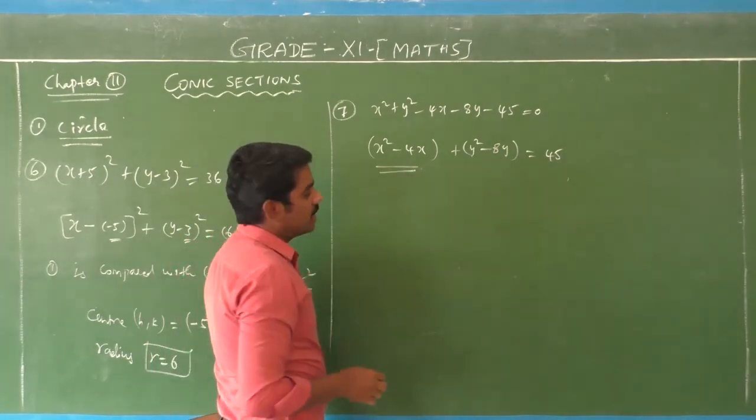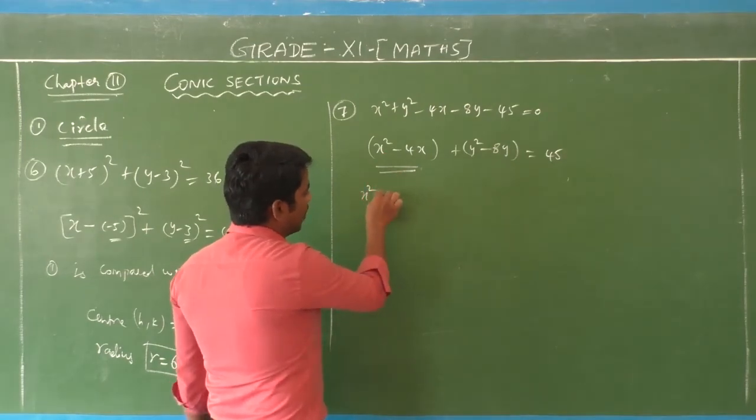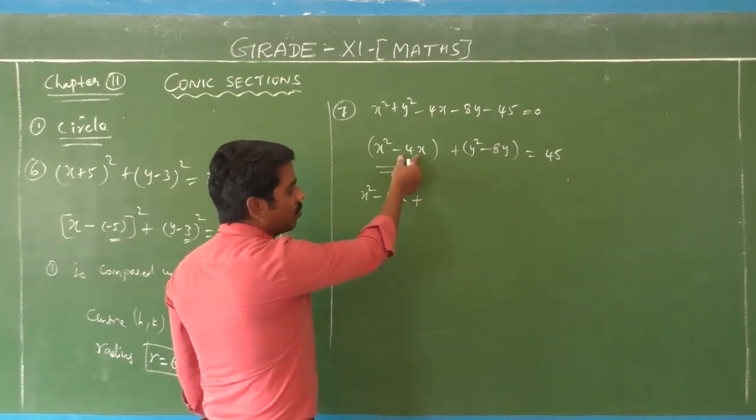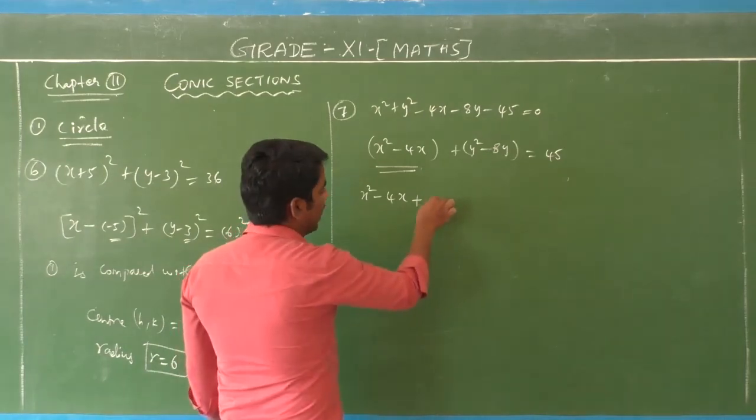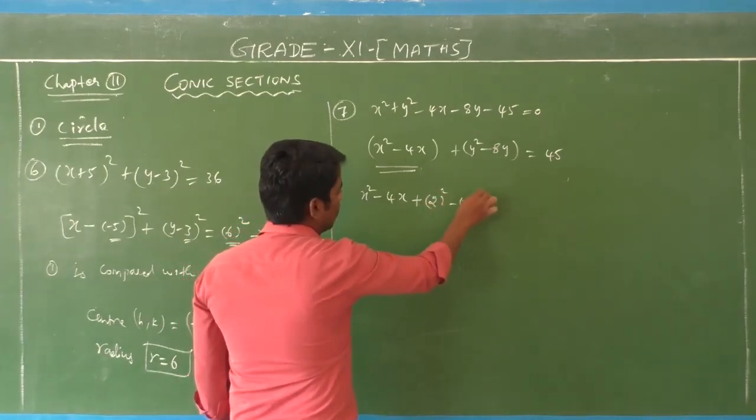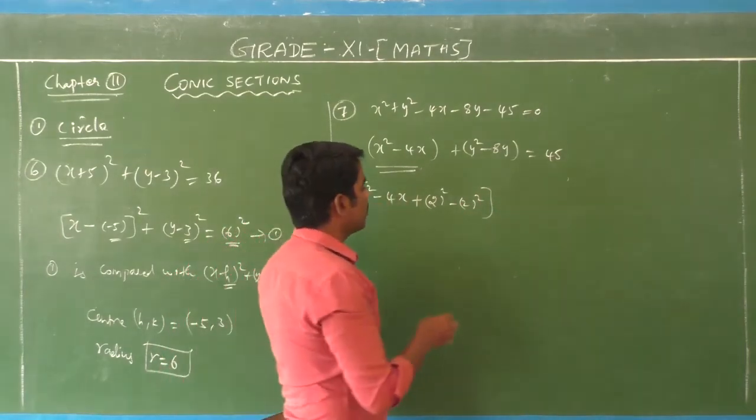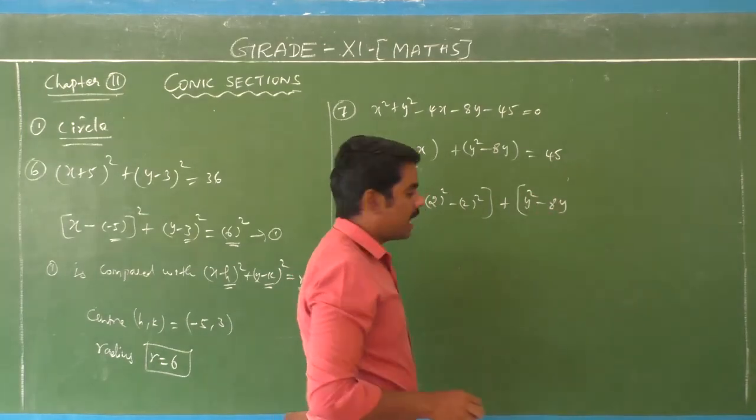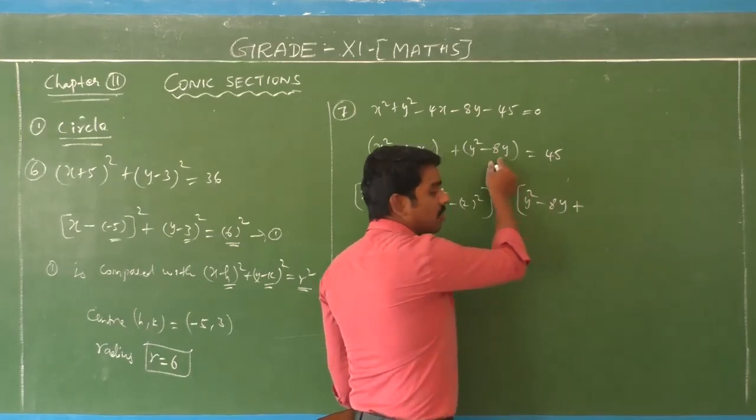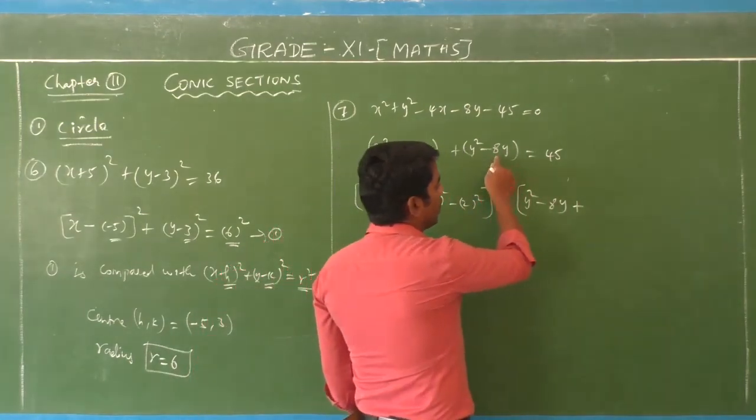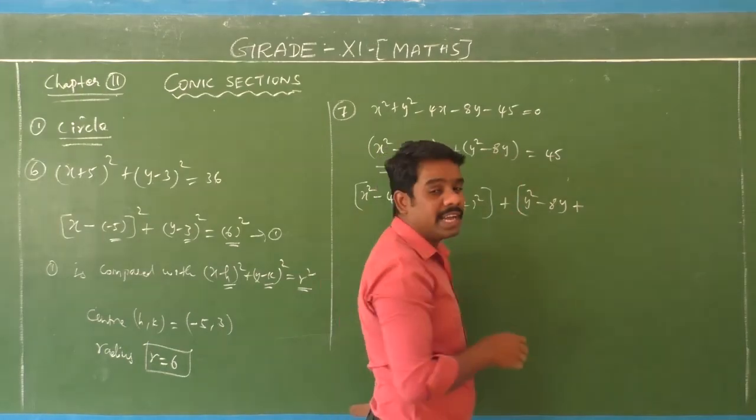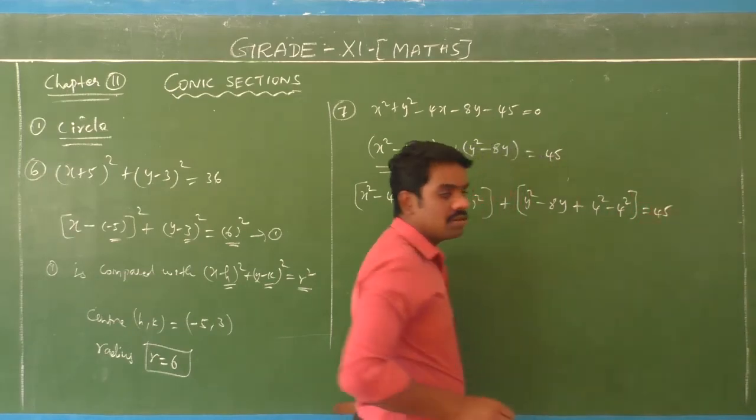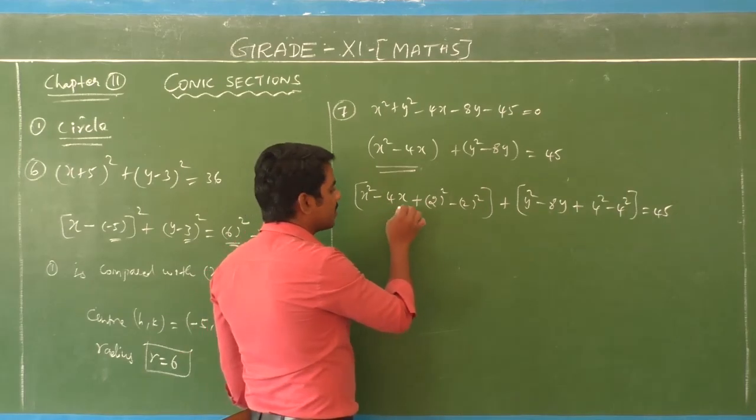Using the completing square method, x square minus 4x plus half of the coefficient of x: 4 by 2 is 2, so plus 2 square minus 2 square. Plus y square minus 8y plus half of the coefficient of y: 8 by 2 is 4, so plus 4 square minus 4 square, equal to 45.